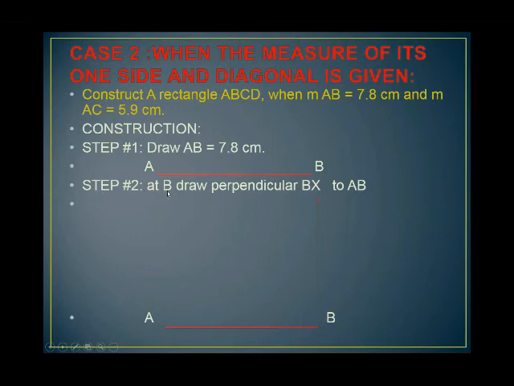Now in step 2, at B, draw perpendicular BX to AB. As we are going to construct a rectangle, according to the property of a rectangle, we know that every angle is 90 degrees. So that's why we draw a perpendicular, as we did in the previous case. At angle B, we draw a perpendicular which is named BX. Now take a screenshot and we will move further. And remember how we draw the perpendicular by using a protractor.